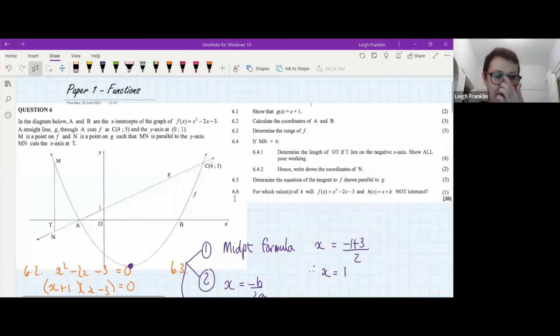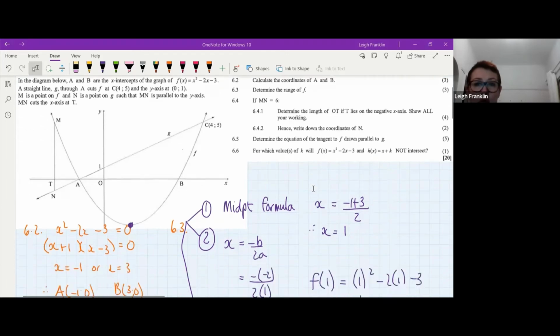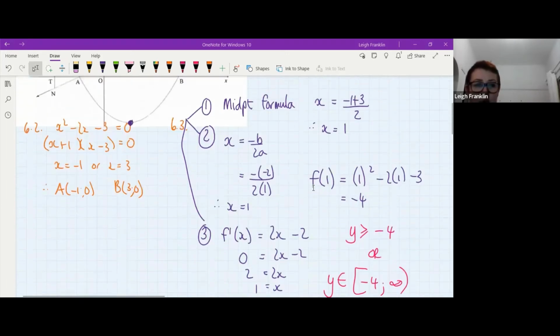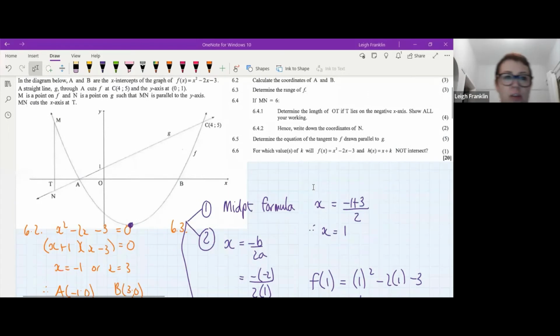Now, if MN is 6, well, what does that mean? What do they mean when they say to you MN is equal to 6? What is MN? Ma'am, is it the length? It is. It's the length between the parabola and the straight line. Quite right. So Cassandra, if MN is equal to 6, determine the length of OT if T lies on the negative x-axis. Show all your working. So Cassandra, where would you start with this question? What would be the first thing you would write?